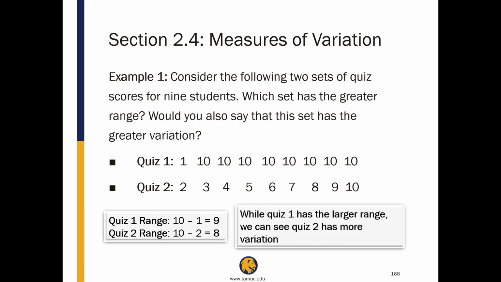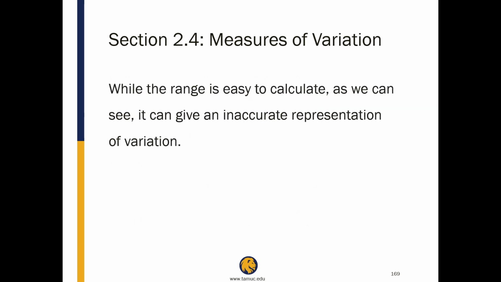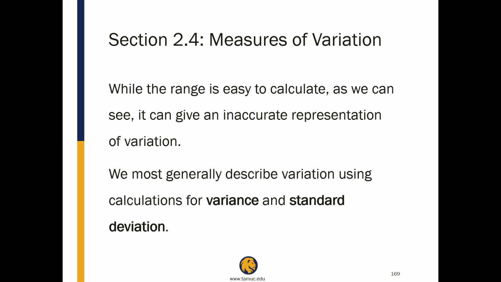While quiz 1 has the larger range in terms of the number we get, we can tell that quiz 2, on the other hand, has numbers that are more spread out because there are different values that we see. So we say that quiz 2 actually has a bigger variation than the other one does. So while the range is easy to calculate, as we can see, it can give an inaccurate representation of variation. We most generally describe variation by using calculations for variance and standard deviation. So let's talk about these now, variance and standard deviation.